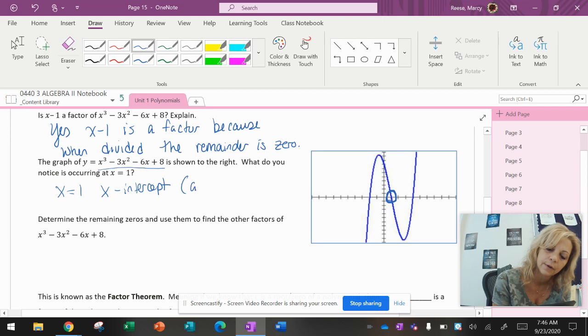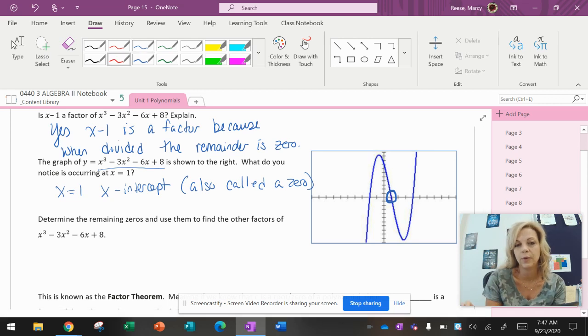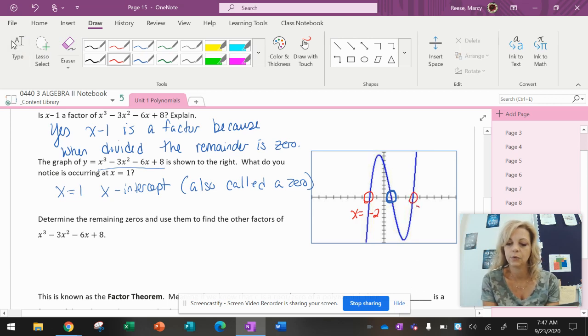Also called a zero. All right, so we know it's a factor. Like if I were to look at it on a graph, I know it's a factor because it's an x-intercept. Okay, I'm going to show you the other two factors. Even though we didn't do division, I can see two more factors. When x equals -2 and 1, 2, 3, when x equals 4, those are all factors of that polynomial.